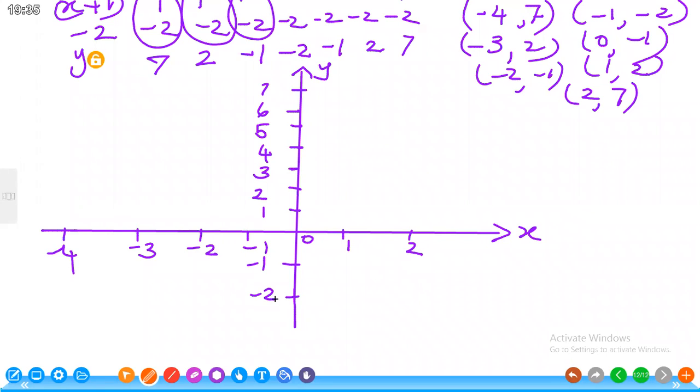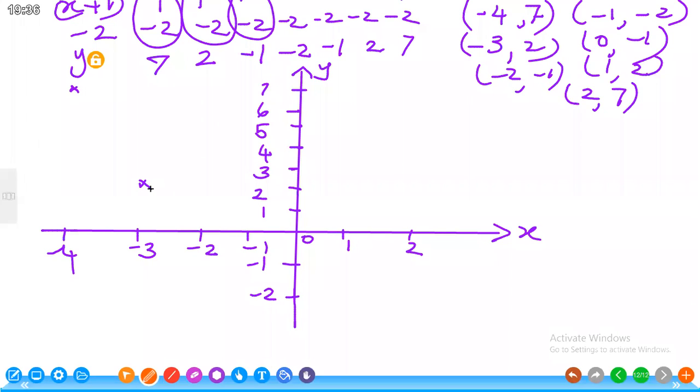Now plot the points. -4, +7. The first coordinate is here, -4, +7. So plot the point. Okay, -4, +7. Another one is -3, 2. So -3, 2 like this.